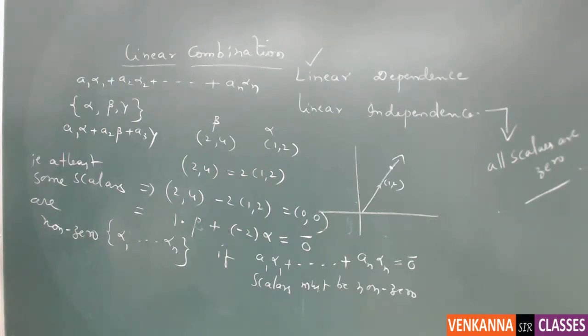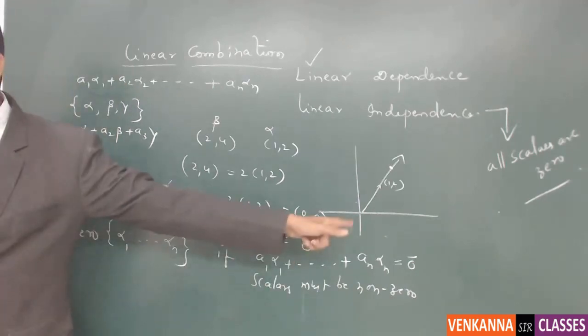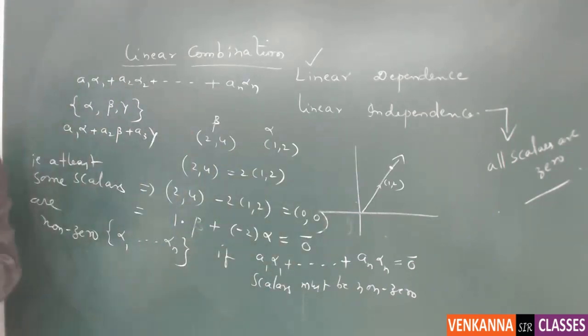So if you write a linear combination, the result is 0, then all the scalars must become 0. In other words, by taking a1, a2, and so on to an, all these numbers as 0, only then the result of the combination will become 0. It is called linear independence.